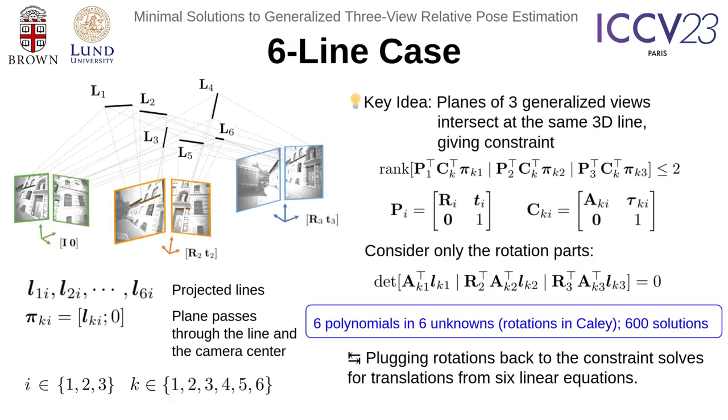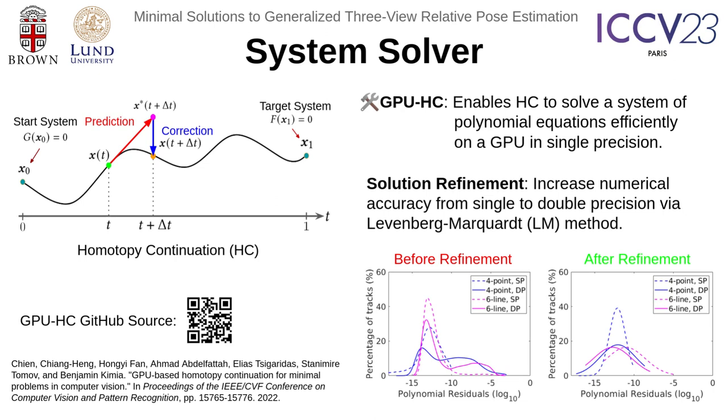For the 6 lines problem, the key idea is that planes passing through the projected lines and the camera center intersect at the same 3D line across 3 generalized views, giving us a constraint. If only the rotation part is considered, we get 6 polynomial equations in 6 unknowns, where the 2 rotation matrices are both represented by the Cayley parametrization. And there are 600 solutions found by the monodromy solver. Plugging the rotations back into the original constraint solves for the translations, which is trivial as the translations are obtained from 6 linear equations.